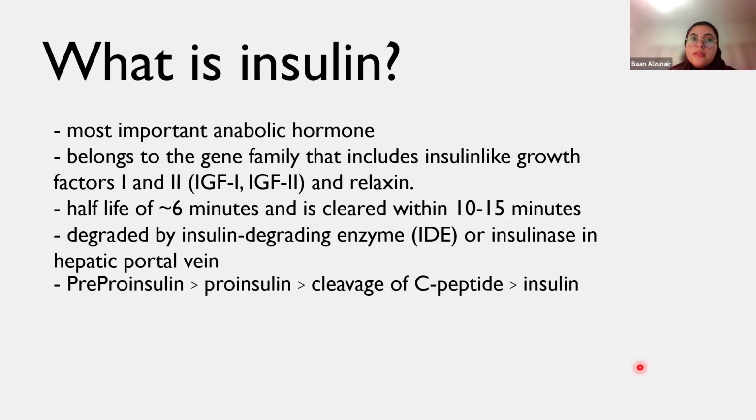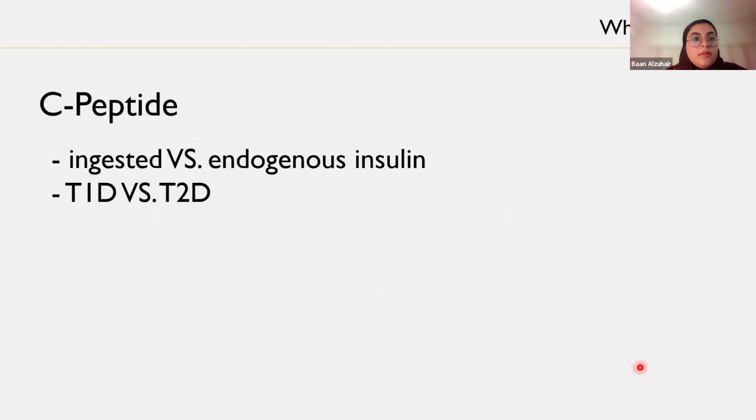We're going to go into detail into it, inshallah. So I just mentioned C-peptide and how we cleave it from proinsulin to form the active form of the hormone, which is insulin. C-peptide is actually used to differentiate between ingested and endogenous insulin. And it's also used to differentiate between type 1 diabetes mellitus and type 2 diabetes mellitus.